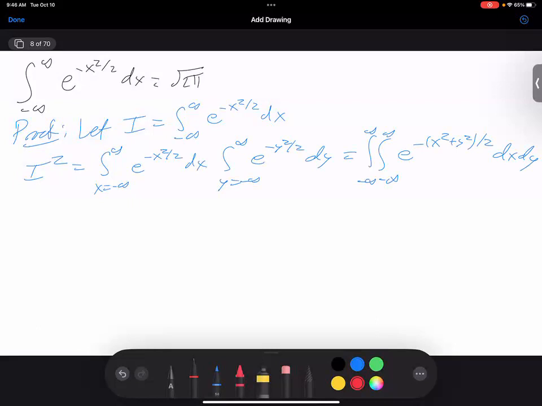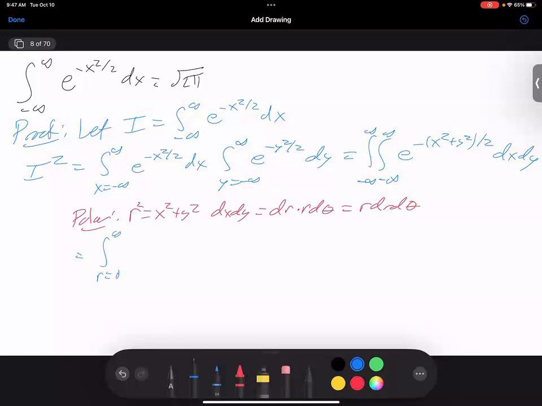What should you be thinking? Circle, so polar. So r squared is x squared plus y squared. dx dy is dr times r d theta, which we always write as r dr d theta. But you should really view it as infinitesimal dr, which is a length, and then r times infinitesimal theta. And so now our integral is going to be the same as the integral r goes from 0 to infinity, integral theta goes from 0 to 2 pi, e to the negative r squared over 2, r dr d theta. The theta integral is easy, it just gives you 2 pi.